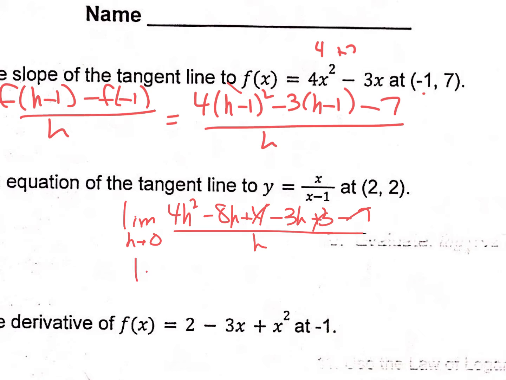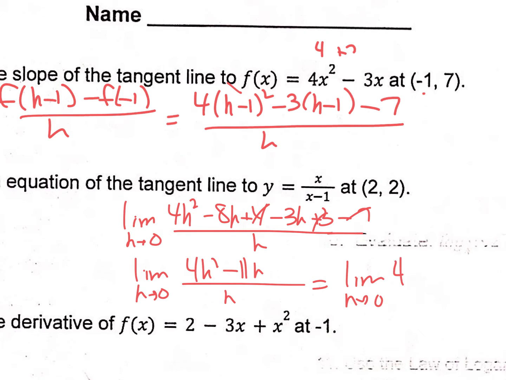That's all over h. So it gives me limit as h goes to 0 of 4h squared minus 11h all over h. If you cancel the h's, that's 4h minus 11, and then you can plug in your 0. So your slope of your tangent line should be -11 after all that. I got it right, I think.